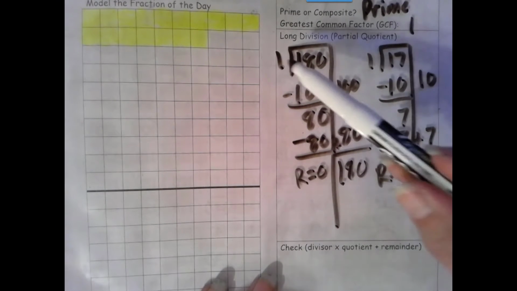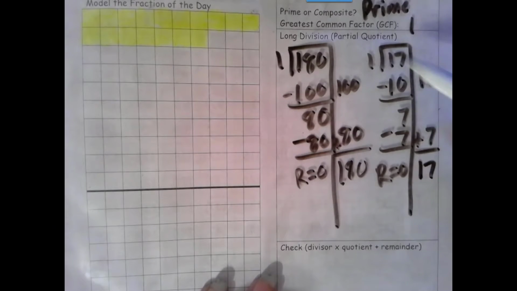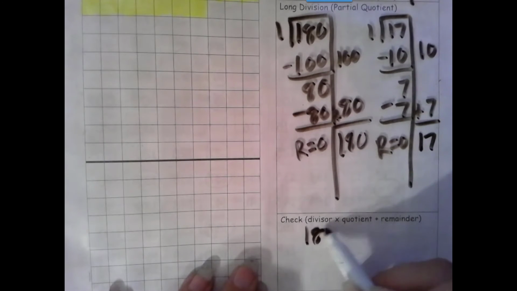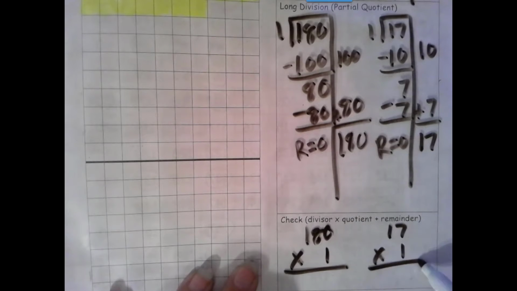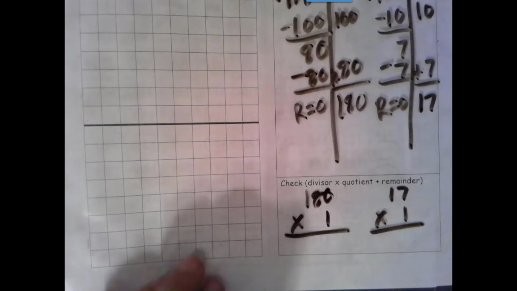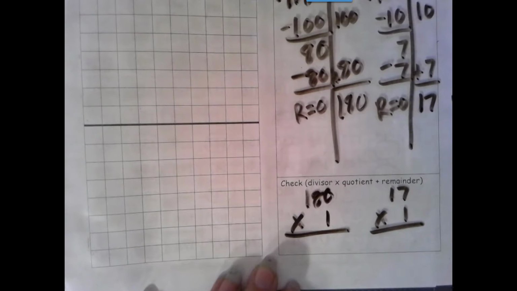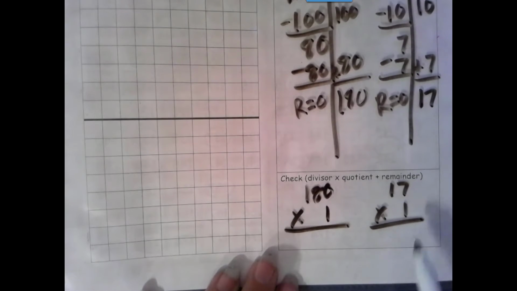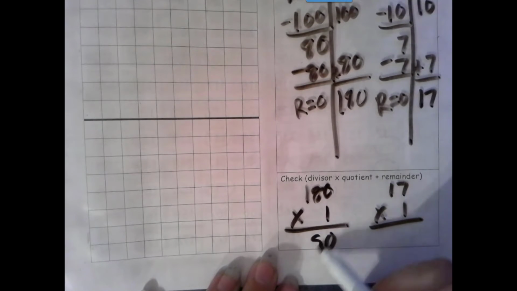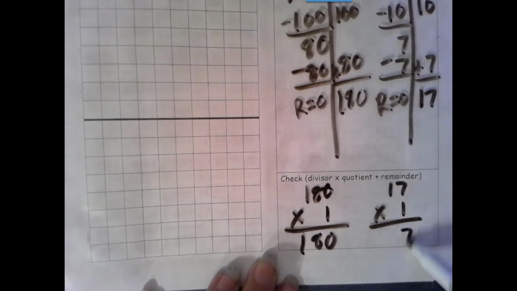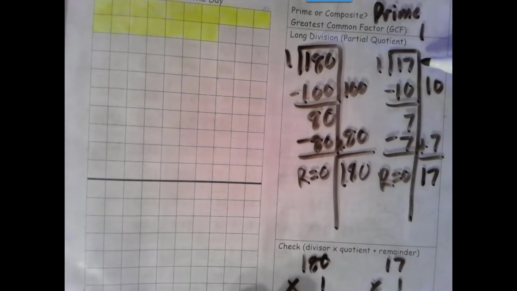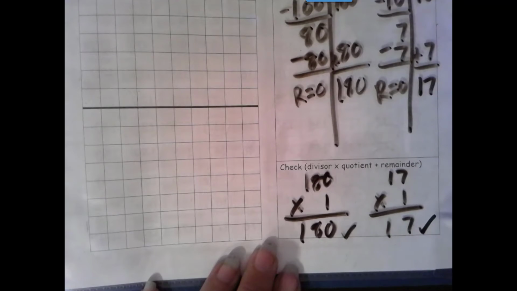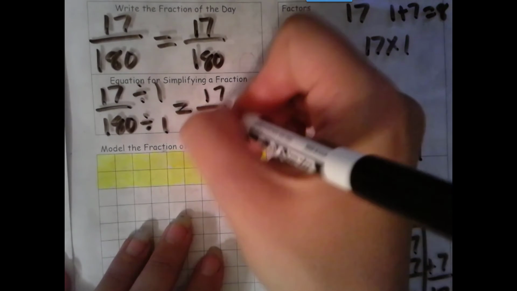Now we're going to check. Divisor times quotient plus remainder. Since our remainder is 0, and that is the identity property of addition that says when you add 0 it stays the same, we don't need to. But what we have right here is actually the identity property of multiplication that says when you multiply by 1 it stays the same. So we have two identity properties going on here. Okay, 180 matches our dividend. 17 matches our dividend, so they both check. And our fraction is definitely 17 over 180.